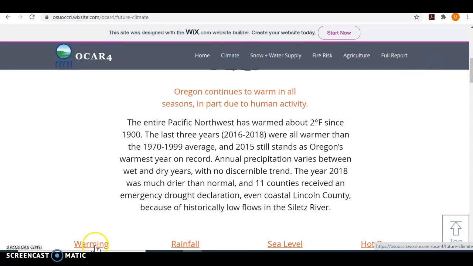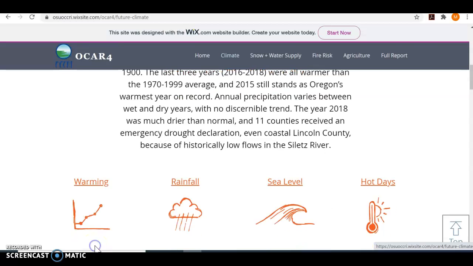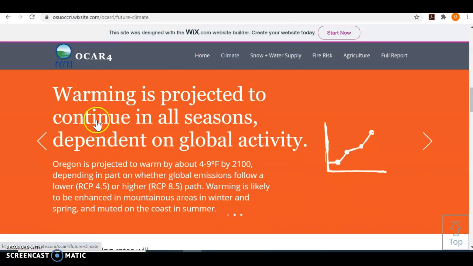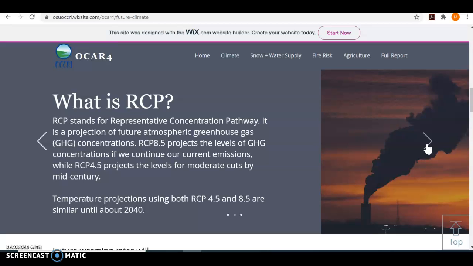Now, with this climate piece, there's the warming, there's the rainfall, sea level, and hot days. All of these have a basic theme, okay? And so the warming part, it just projects these different scenarios in terms of how much emissions the global society puts out. And so here's a finding. Warming is likely to be enhanced in mountainous areas in winter and spring and muted on the coast in the summer. And then a little bit about what RCP actually stands for. You can read that, but that's just the terminology they're using there to talk about how we manage emissions globally.